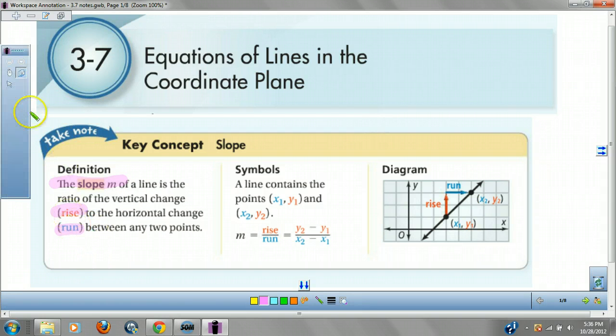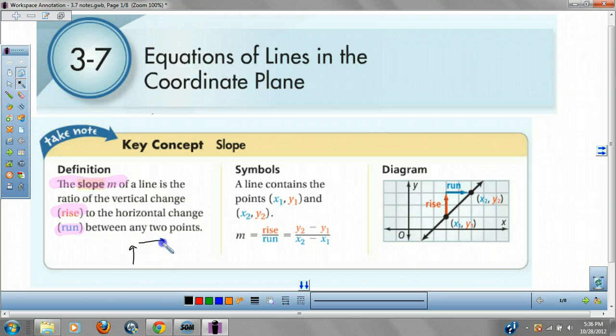Okay? You go up, you know, how much you go up over how much you go to the right or left. So if a line contains the point x1, y1, and this point right here, x2, y2, well, to find the slope, you take the difference in y's over the difference in x's.